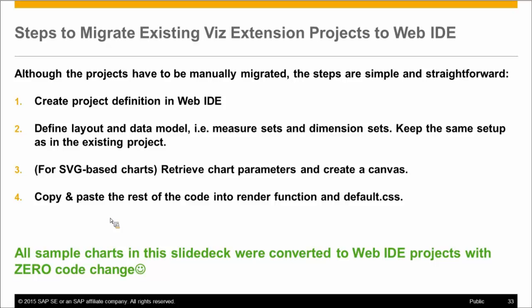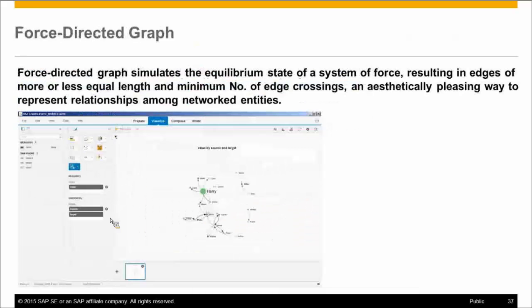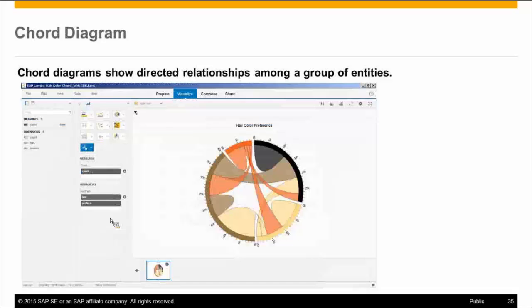And I'm actually going to show you some of the example charts that I showed in my last session last year. I remember I did the core diagram, the Sankey diagram, the force-directed graph, and the stacked column chart with an overlaid line. I did that with the old VizPacker utility, and now I have migrated all of them into Web IDE and imported them into Lumira Desktop without any code changes. So hopefully this would make your migration process a little bit more smooth and less painful.